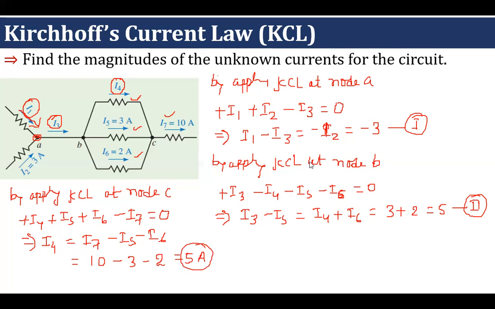Now from equation 2 we can easily find the I3 value. Because we got the value of this as 4 and this as 5, I had written it wrongly over here. So I3 will be equal to 5 plus I4. If I take I4 to the right hand side, it will become plus. So 5 plus 5, this is going to be equal to 10 ampere.